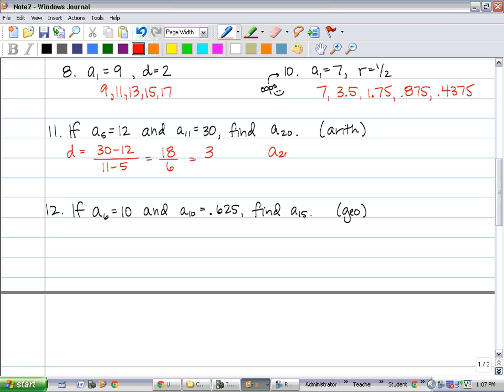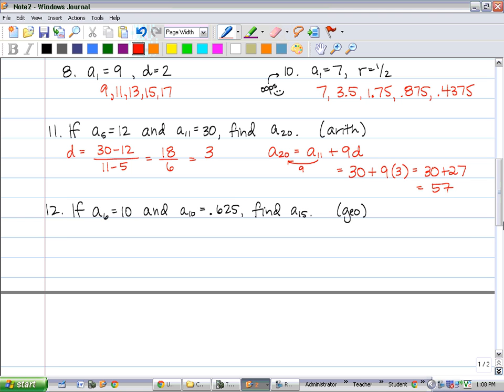If I want to find A20, let's build on what we already know. A11, we were given. Now 11 and 20 are 9 terms apart. So I should be able to take term 11, add on 9 differences to get to the 20th term, right? Okay, so A11 is 30. I'm going to add on 9 differences, which we found was 3. That gives me 30 plus 27, and it looks like my 20th term is 57.